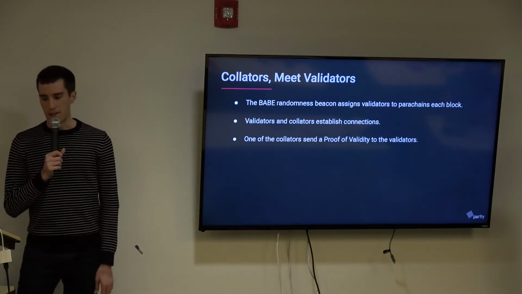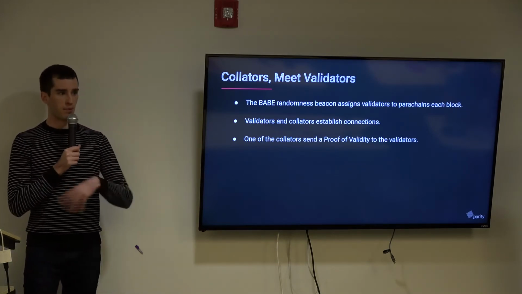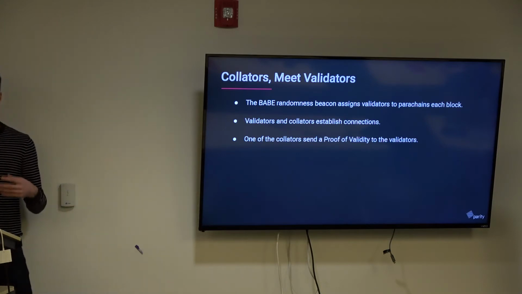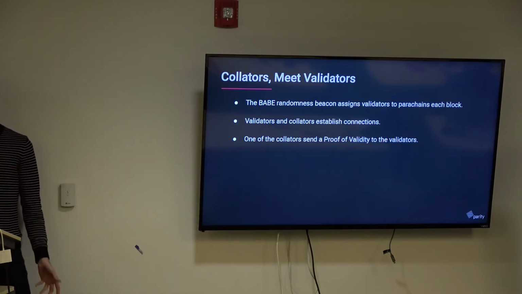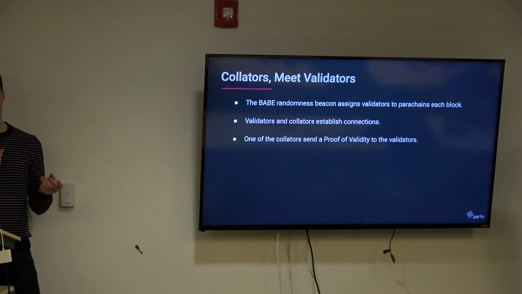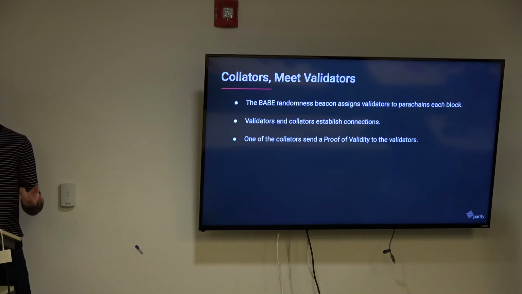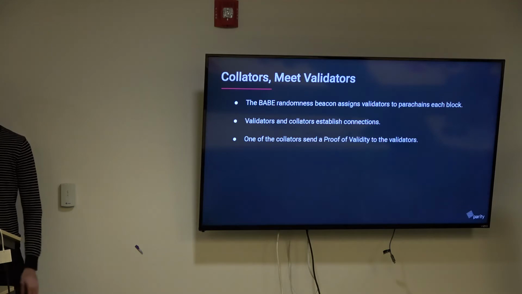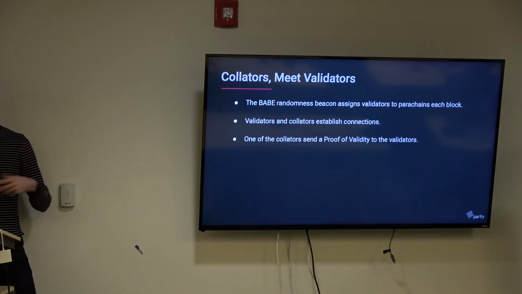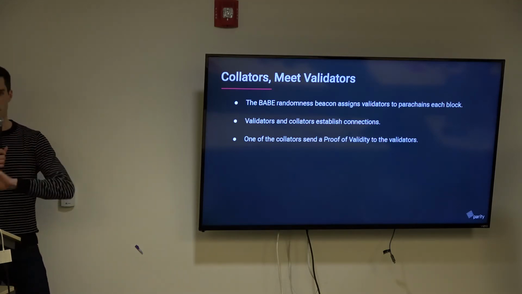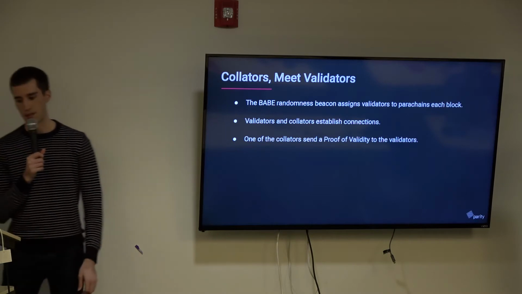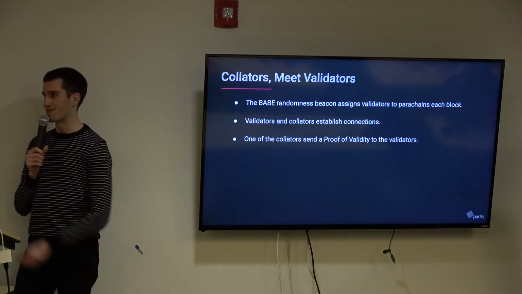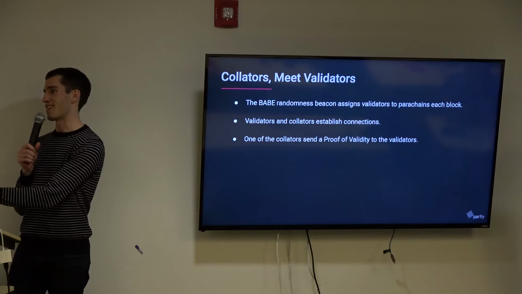Like Jack said, these validators move around and we shuffle them every time. One problem if you have only 10 validators per parachain is that if they just stayed there, they could get to know each other and start to say, hey, let's make some extra money for ourselves. So we actually shuffle this every single block. Every single block, all of the validators get reshuffled around to the different parachains.